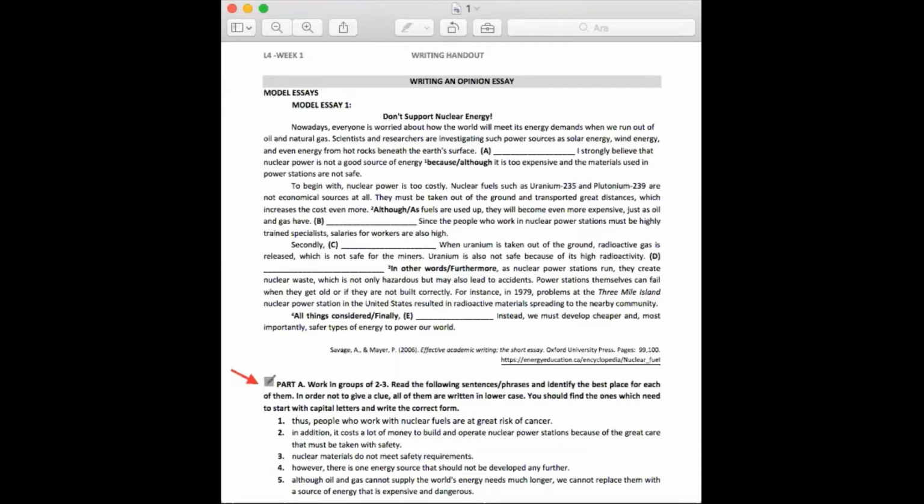As you see here, 4 sentences start with linkers, with thus, in addition, however, and although. So pay attention to these linkers because they will lead you to the correct place. Now pause the video and try.